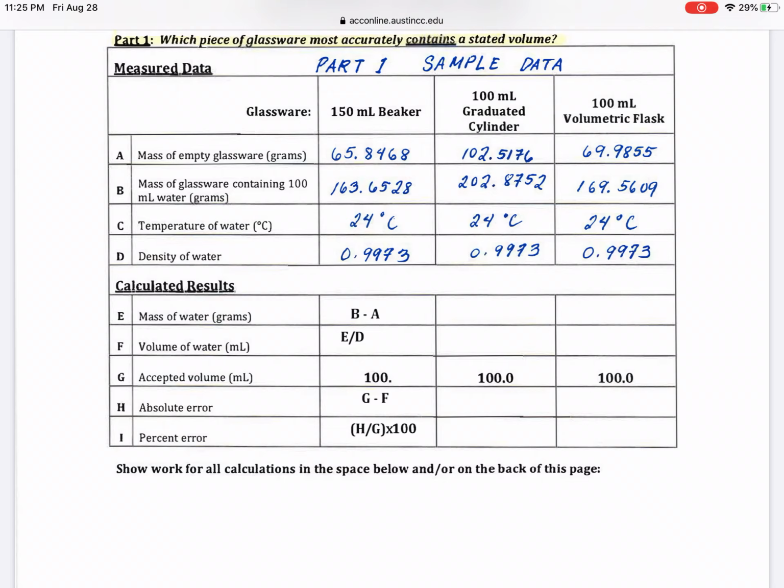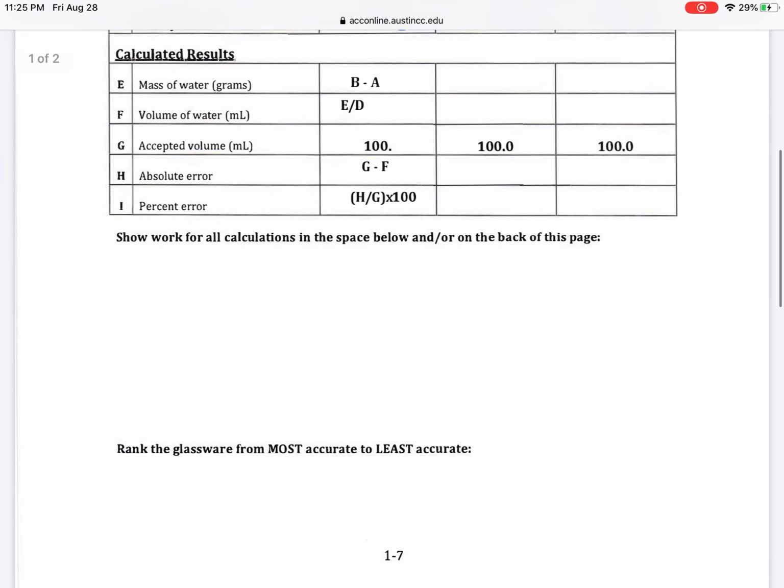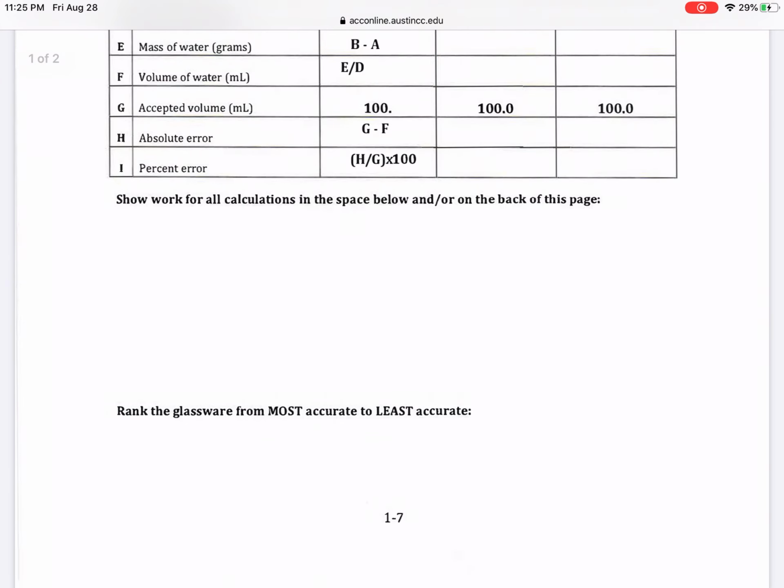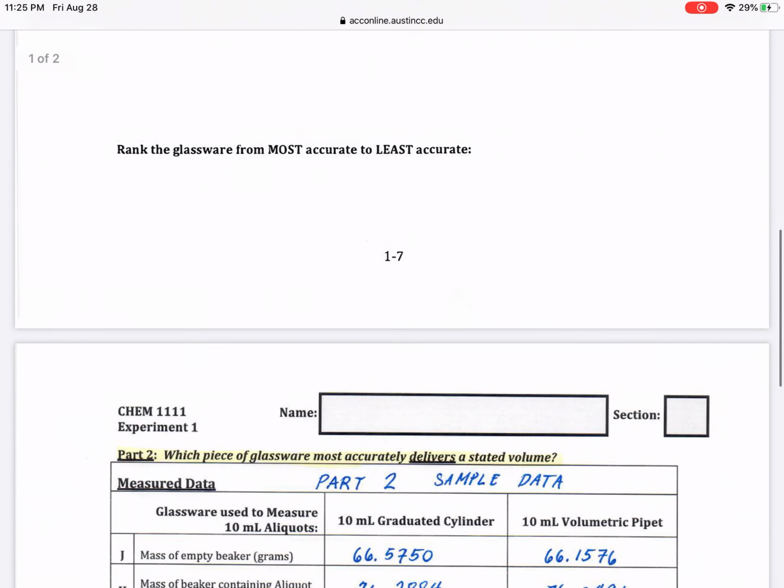And then how would you calculate the volume of the water? The number you get from E, you divide it by D. D is the density of the water. So I have written down here, shown to you, how to perform your post-lab calculations, so it should be easy to do. And for the second column and the third column, you follow the same calculation pattern, and then you answer the questions accordingly.